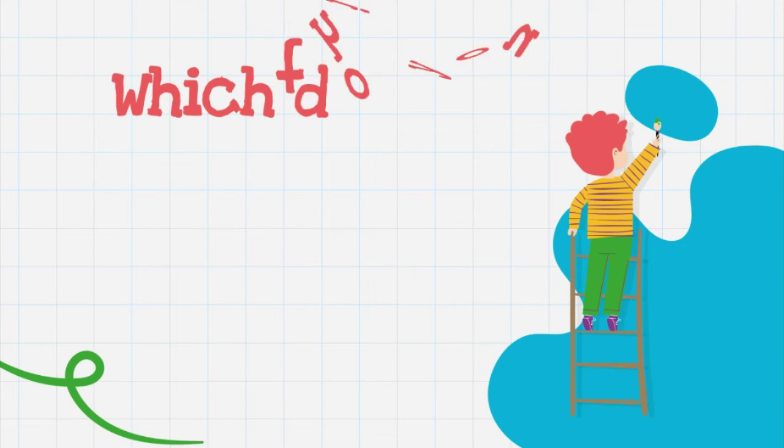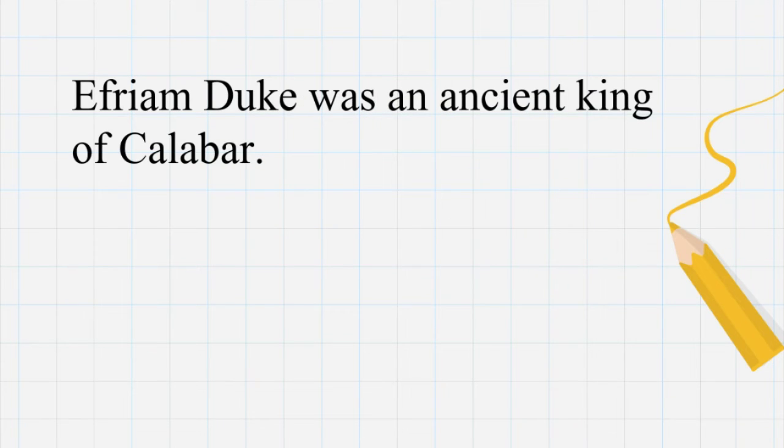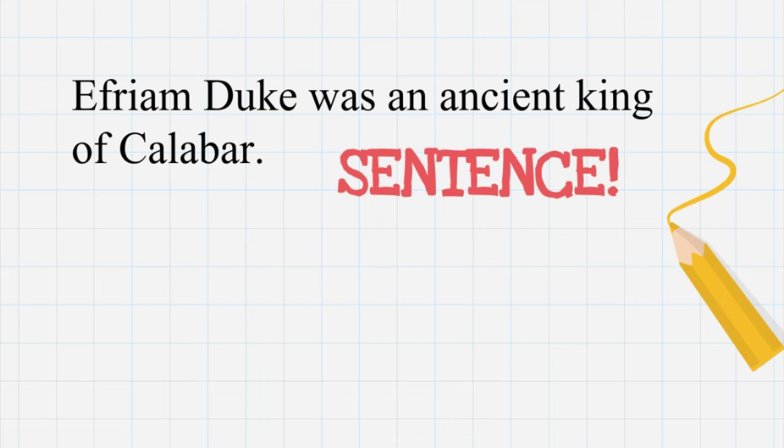So let's have a simple activity. Which do you think expresses a complete thought? Efriam Duke was an ancient king of Calabar. Do you think it is a sentence or a fragment? So it is a sentence. Efriam Duke is the subject and it has a predicate which is the auxiliary verb was. Therefore, it is a complete thought.